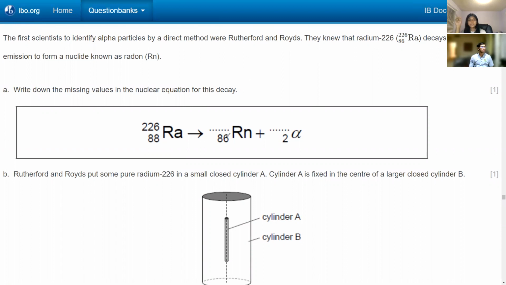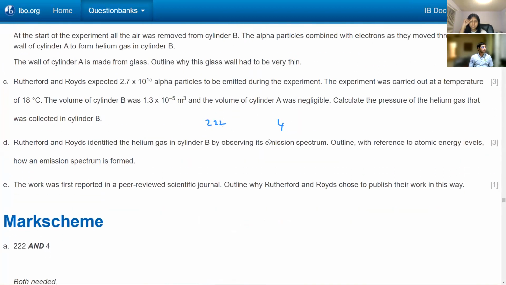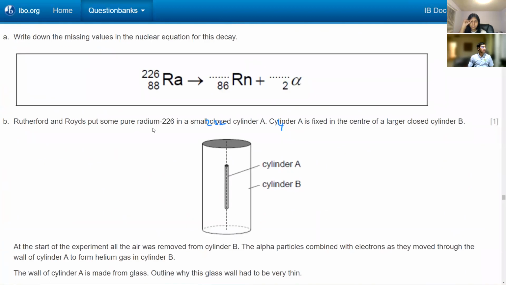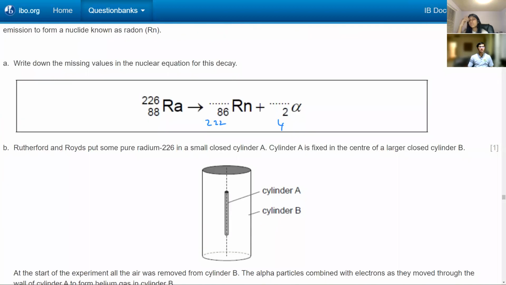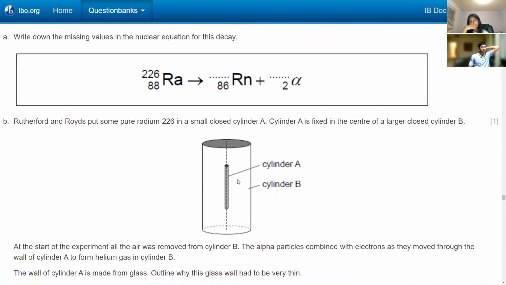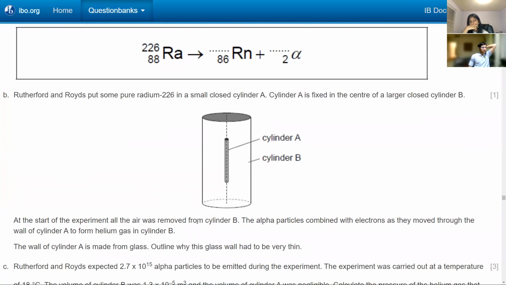Radium-226, atomic number 88, emits alpha particles: 226 over 88 goes to radon-222 over 86 plus an alpha particle, 4 over 2. Okay. Put some pure radium-226 in a closed container, cylinder A. Cylinder A is fixed in the center of the larger closed cylinder B. At the start of the experiment, all the air was removed from cylinder B. The alpha particles combined with electrons as they moved through the wall of cylinder A to form helium gas in cylinder B.